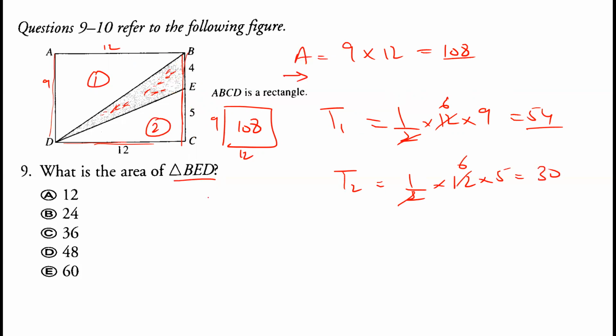So this area BED would be 108, that's the total area of the rectangle, minus 54 minus 30. So 108 minus 54 minus 30 would be how much? 24. So option B is correct.